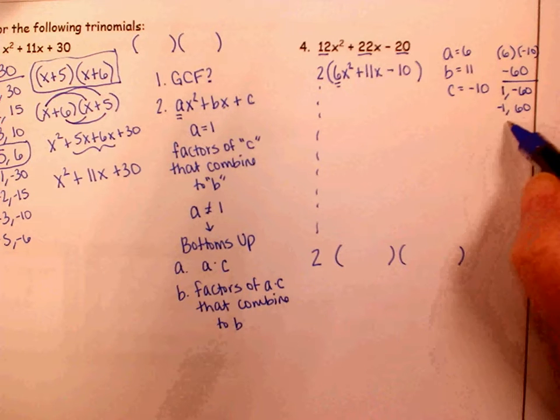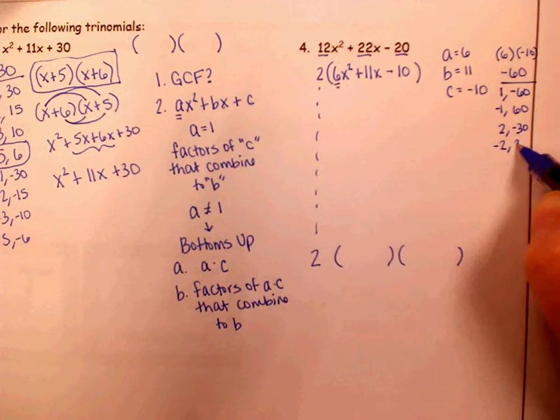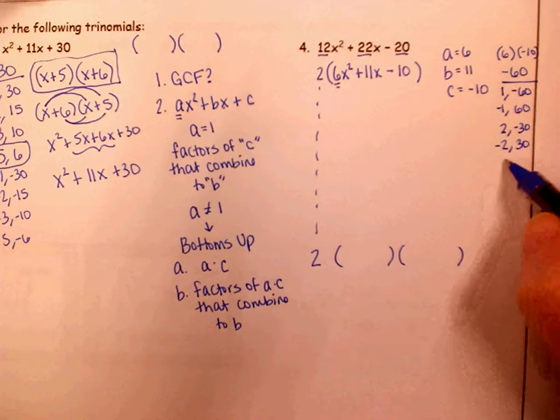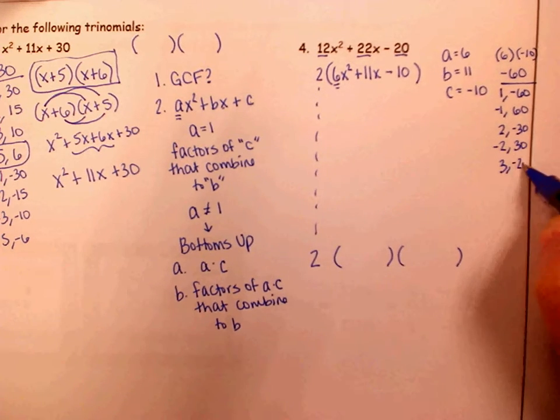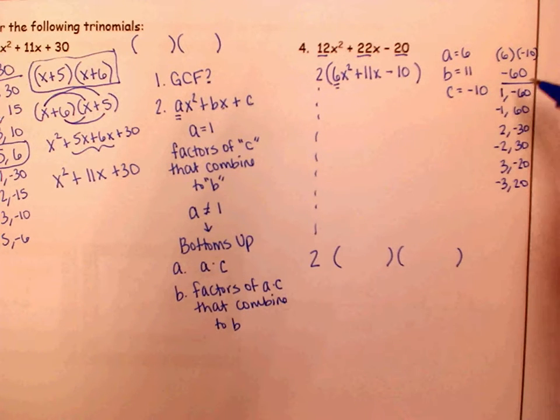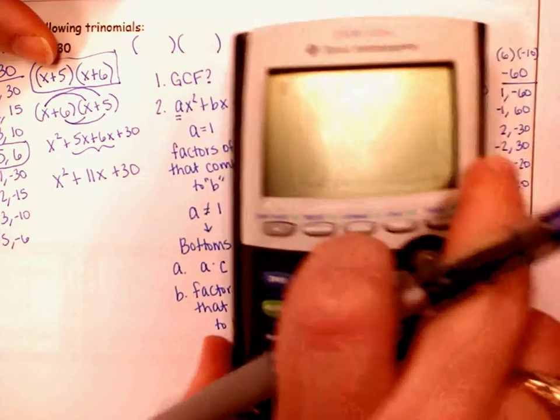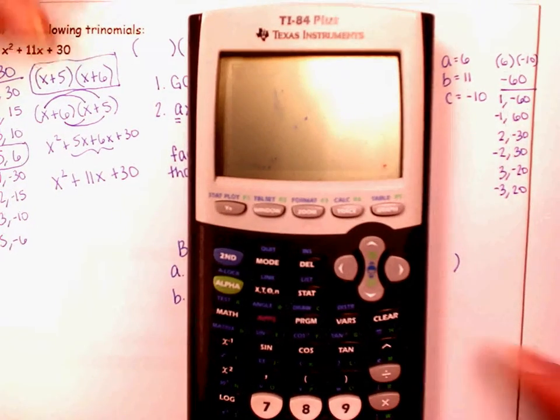And then we would go to 2. 2 times negative 30 or negative 2 times positive 30. 3. 3 times negative 20 or negative 3 times positive 20. Now, you may be saying, how am I supposed to know all the factors of 60? Well, hopefully you do know your multiplication facts good enough to be able to do that. But if you don't, I'll show you a little trick to find them on your calculator.